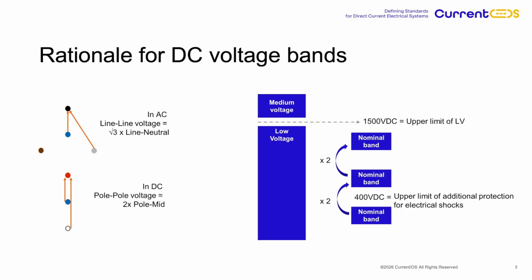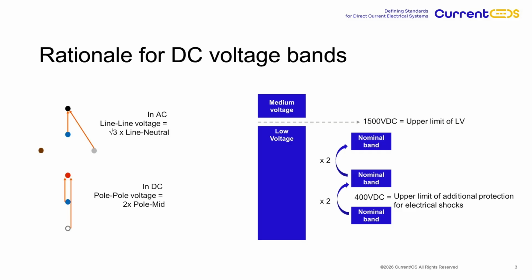A key point to highlight is the difference in voltage scaling between AC and DC. In AC systems, voltage transitions follow a multiplier of the square root of 3. For example, 230 volts phase to neutral will transition to 400 volts phase to phase, and 400 volts will transition to 690 volts in certain applications. In DC systems, however, voltage jumps are based on a factor of 2. This means transitioning from the pole to midpoint voltage to the pole to pole voltage is achieved by doubling the value.